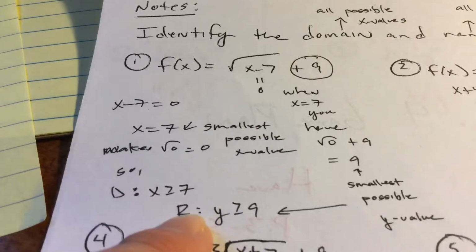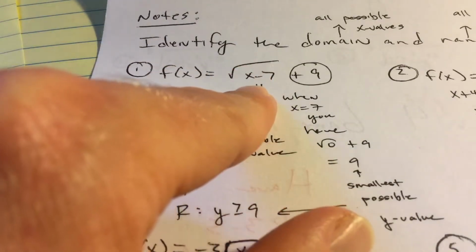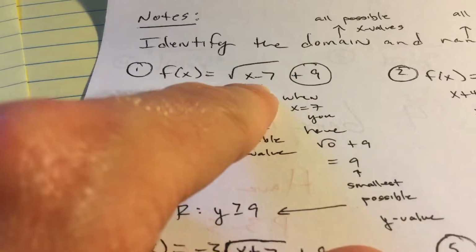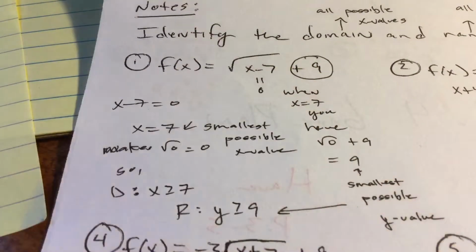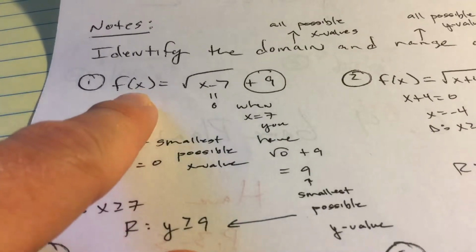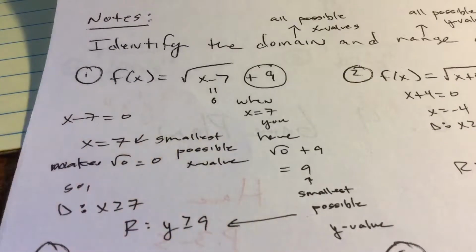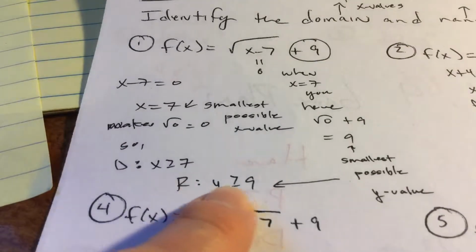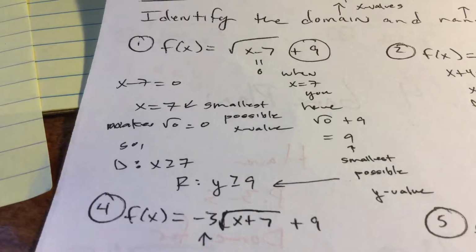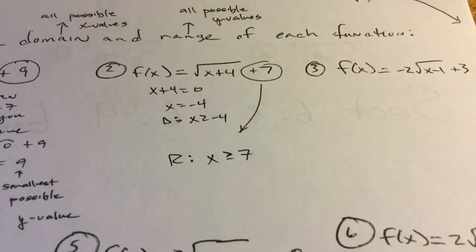Yes, use those colons. The smallest value that's ever going to come out of here is 0. 0 plus 9 is 9. That's the smallest y value. Remember, f of x is the same thing as y, as we learned before. So the range is going to be any y value greater than or equal to 9. That's it. So do number 2, set.